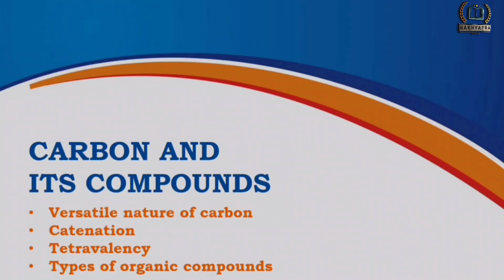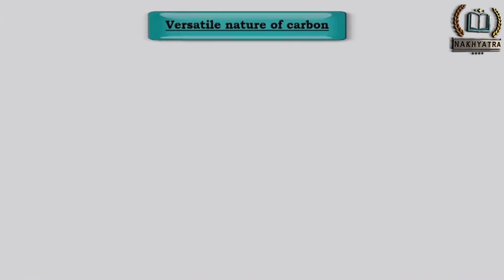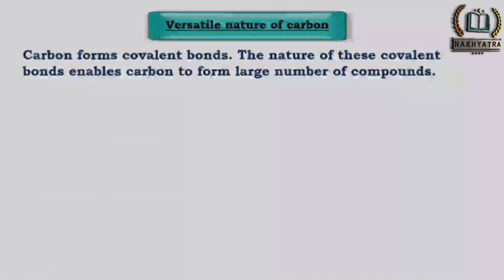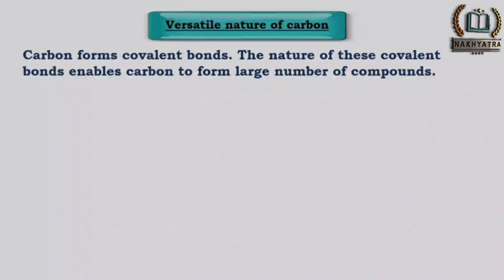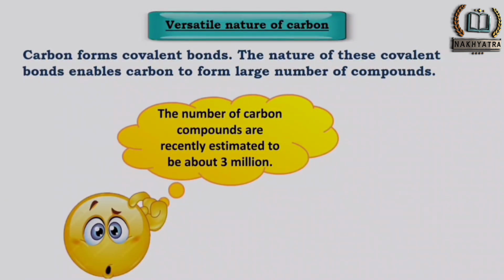Next we will see the versatile nature of carbon, catenation, tetravalency and types of organic compounds. See the versatile nature of carbon. Carbon forms covalent bonds. The nature of these covalent bonds enables carbon to form a large number of compounds. So we know that carbon forms covalent bonds, and because of that nature, carbon enables the formation of a large number of compounds. The number of carbon compounds is recently estimated to be about 3 million.